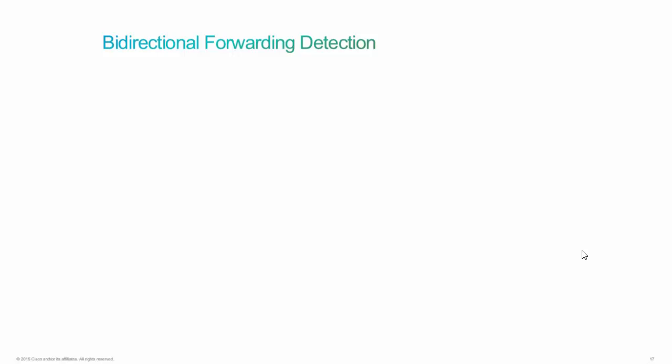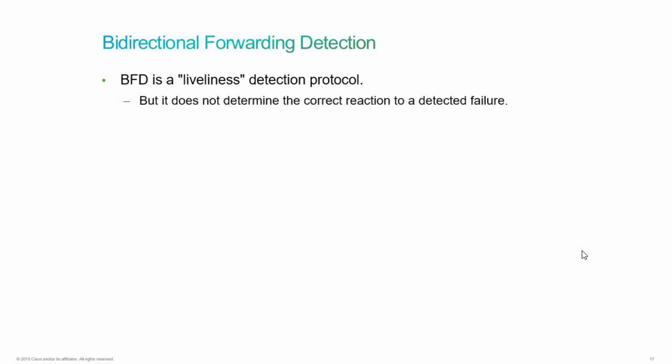When we talk about convergence in a network, we want to address bidirectional forwarding detection, or BFD. This is a feature that is used to detect the liveliness of a link. In other words, it looks to see if we have two-way, bidirectional data on the link. It doesn't help us figure out what we should do if we don't have bidirectional data, but it does help us determine if we're only seeing traffic in one direction.